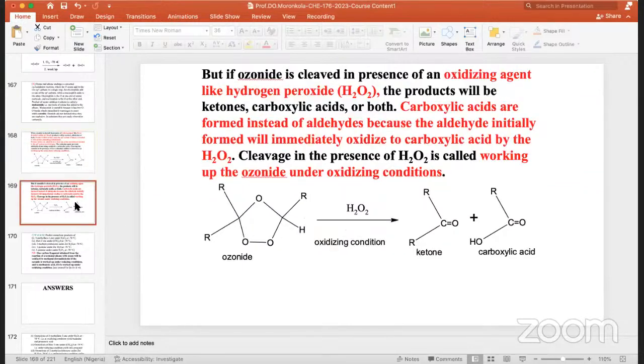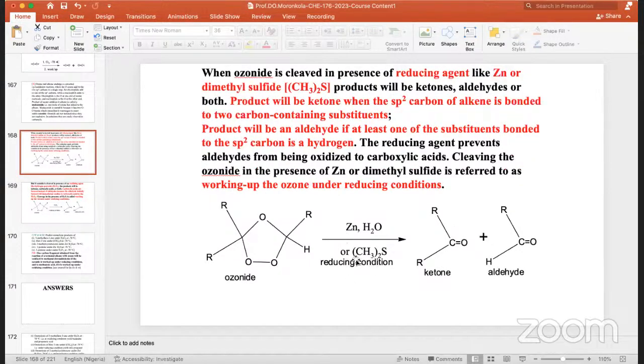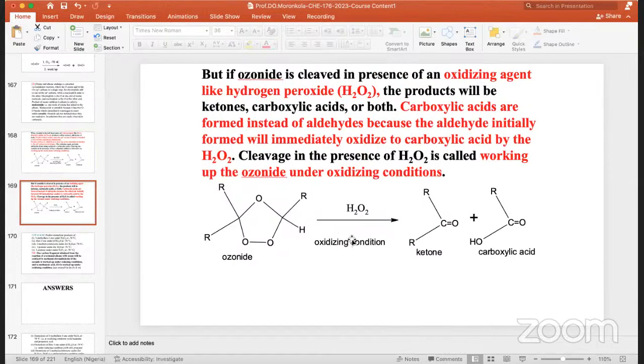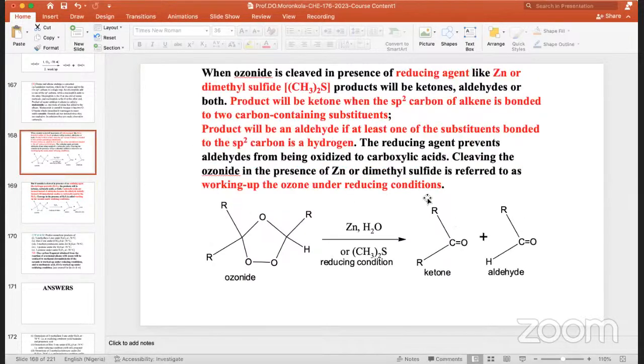But in the same structure of the ozonide, if you are making use of the oxidizing condition of hydrogen peroxide, the aldehyde that will be formed from here will be further oxidized to the carboxylic acid. It won't stop at the aldehyde formation. And that is the main difference. So take cognizance, even in exam condition, of what condition is given after ozonolysis. Is it a reducing condition, or is it an oxidizing condition? So let's check on that.